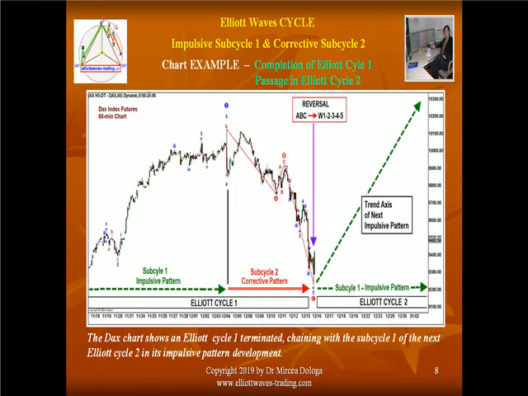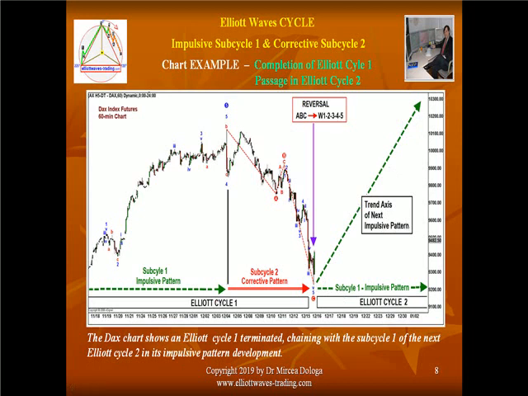Another chart example showing two things: completion of the Elliott cycle 1, like you see, it's completed, and then passage to Elliott cycle 2, which is right here, meaning that the impulsive pattern of the subcycle 2 will start right here, and we have drawn this future trend line, which is the trend axis of the next impulsive pattern.